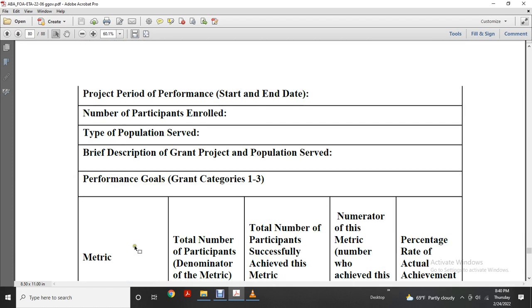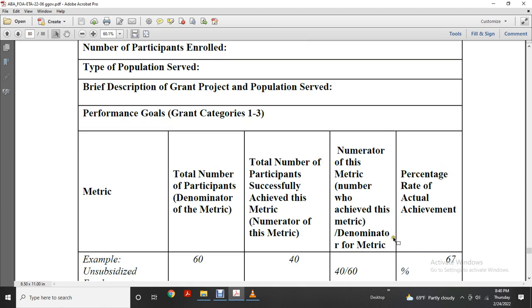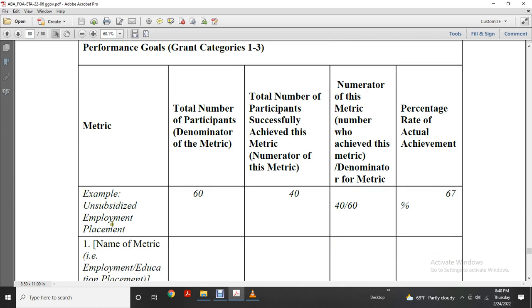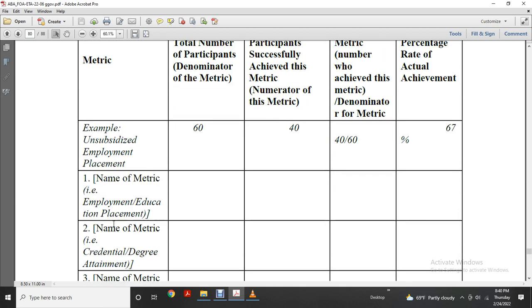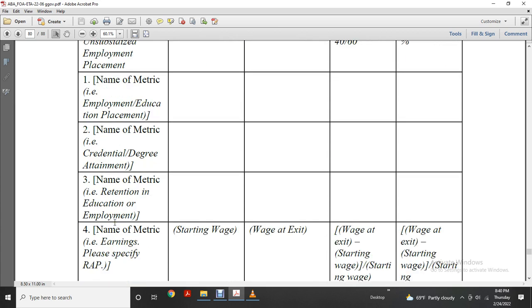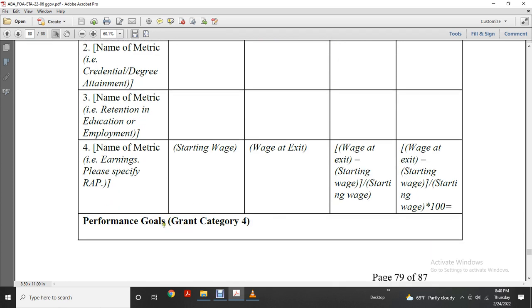categories 1 through 3. Metric: total number of participants is the denominator of the metric; the total number of participants who achieved the metric is the numerator; and the percentage rate of actual achievement. Samples: unsubsidized employment and placement, employment and educational placement, credential and degree attainment, retention in education and employment, and earnings, please specify registered apprenticeship state wage: wage exit, starting wage, times 100. Performance goal of the grant.